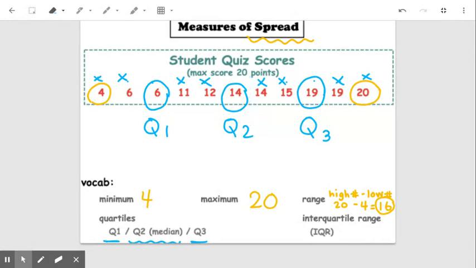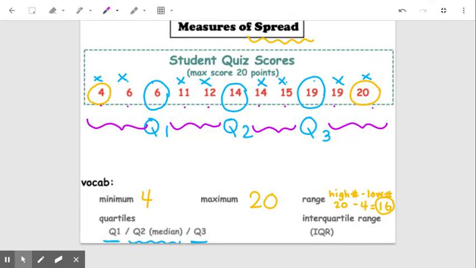Okay, so now if we look right here, this is the bottom fourth of our data. Here's the second to the bottom, second to the top, and the top set of data. You'll notice there are actually two data points in each one of these sections. So we have divided this data into quartiles, fourths.